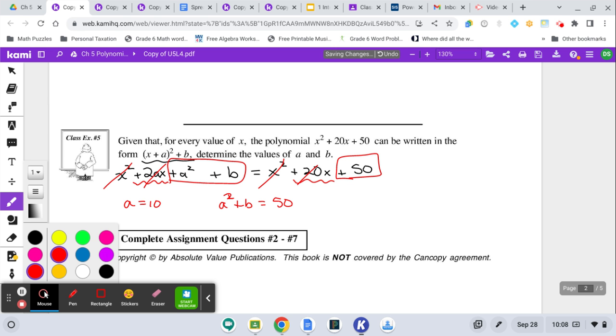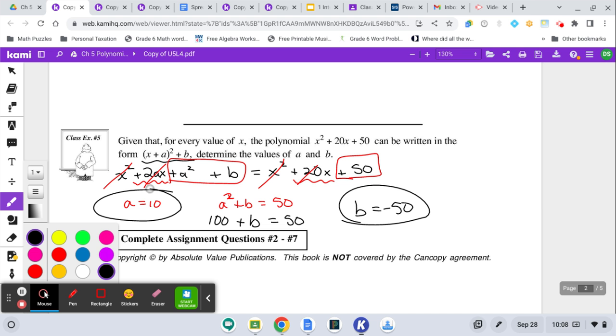But you know what a is? A is 10. So fill that in. So this is 100 plus b has to be 50. So what is the value of b? Negative 50. There's your value of b. There's your value of a.